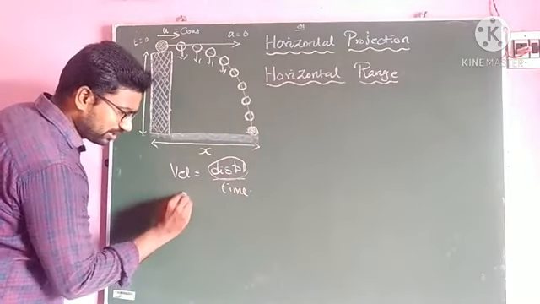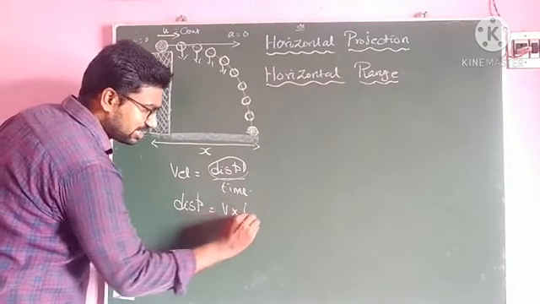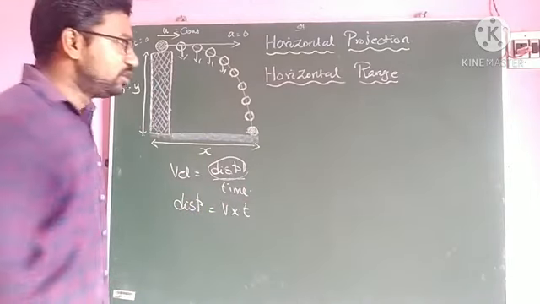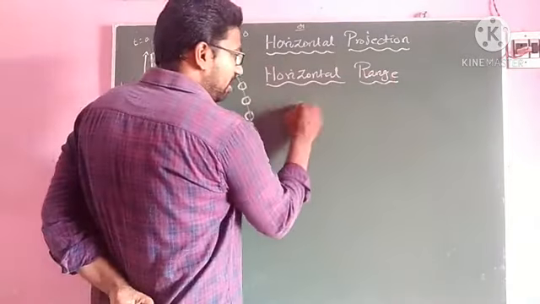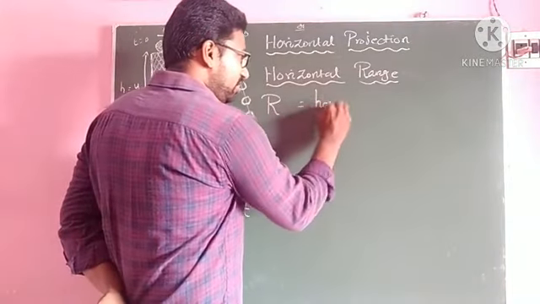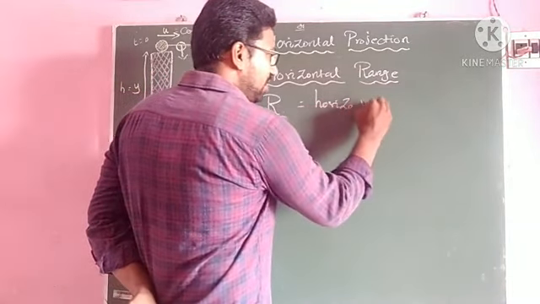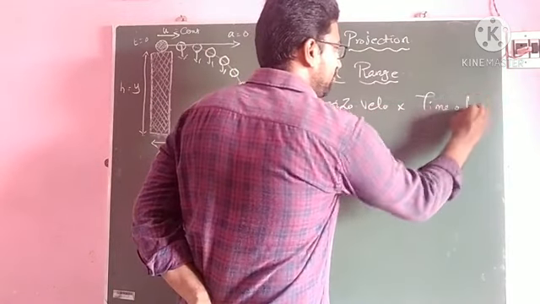Now I am going to rearrange this equation. Displacement equals velocity into time. Am I right? So the horizontal range is also defined by the horizontal velocity into the time of flight. Am I right?